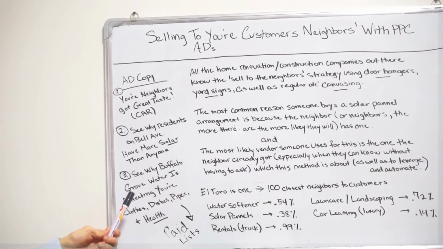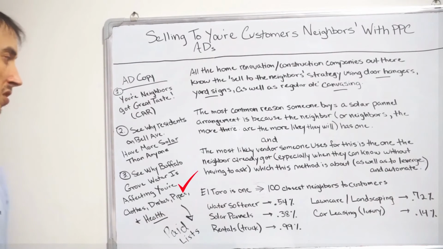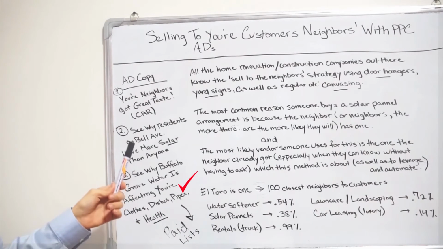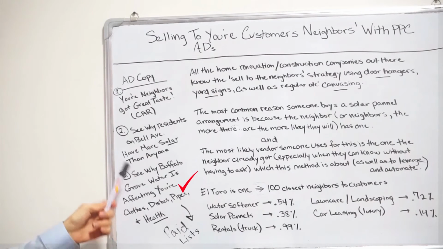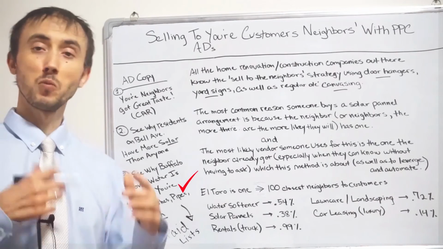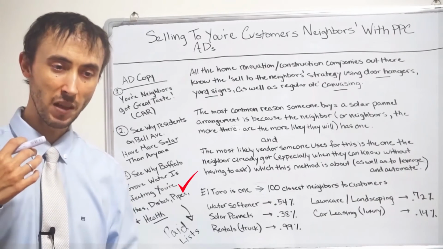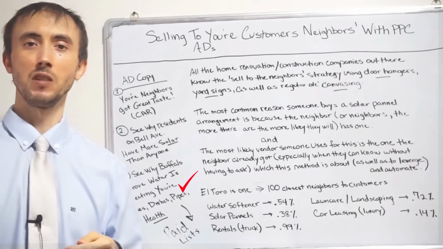The last example I want to give you is specifically from the water softener example that sells the reverse osmosis systems and so on and so forth. See why Buffalo Grove water is affecting your clothes, dishes, pipes, and health. So it goes back, as you can see here, the formula is the same each time. You're making it seem like it's so local, you have to read this.